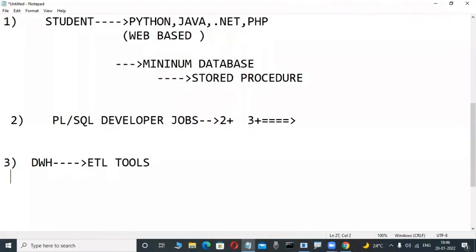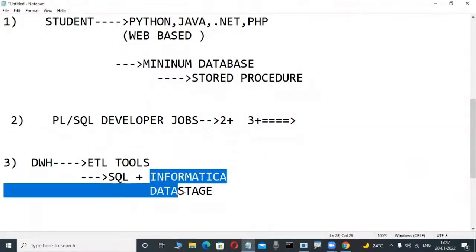These persons need a little bit of SQL knowledge. PLSQL is not required, only SQL knowledge. Having that idea, they learn tools in institutes also. Informatica is a very popular tool. Another popular ETL tool is DataStage, and there is also Talend. These ETL tools have a graphical user interface.